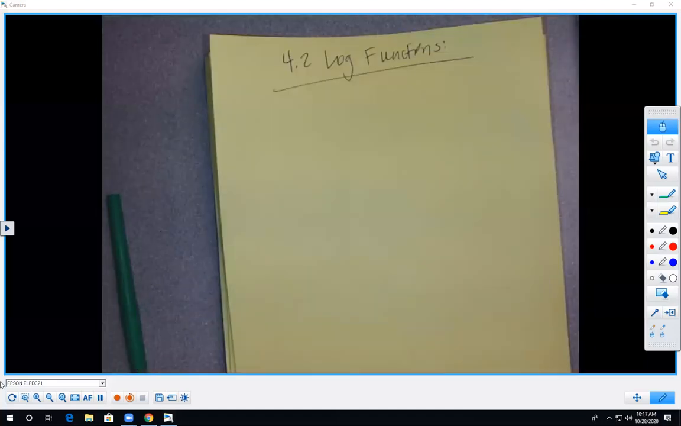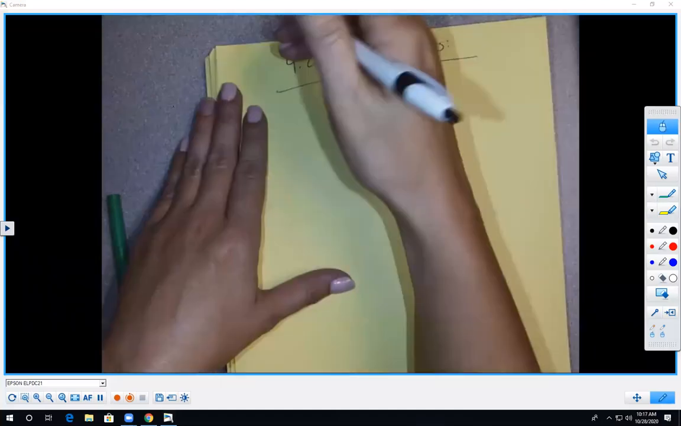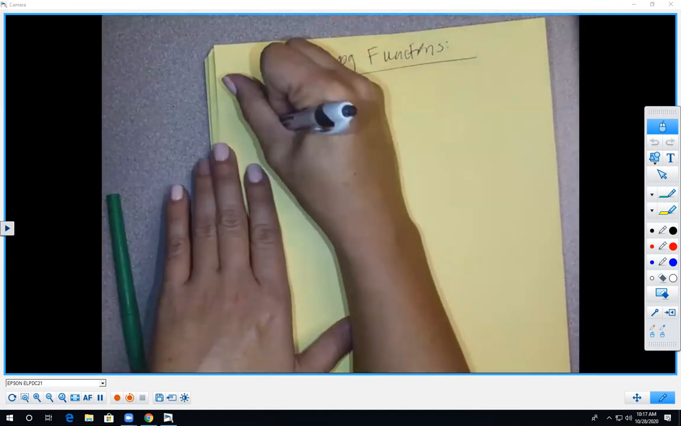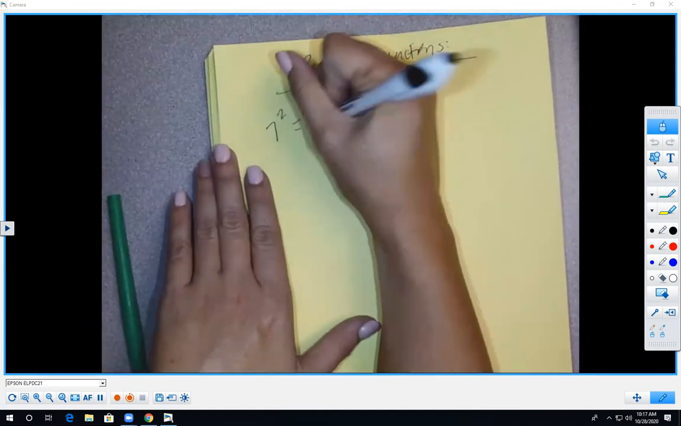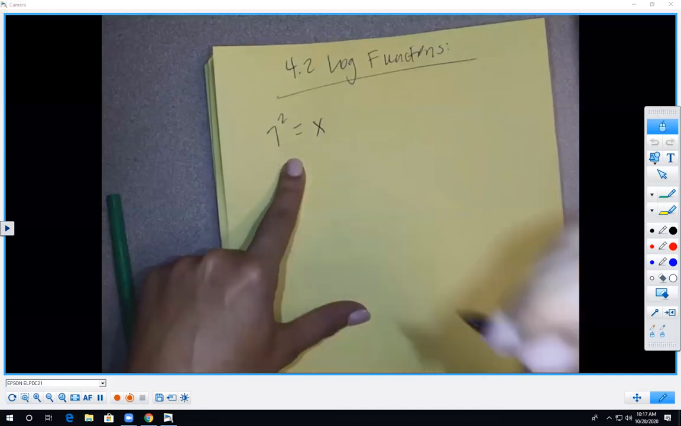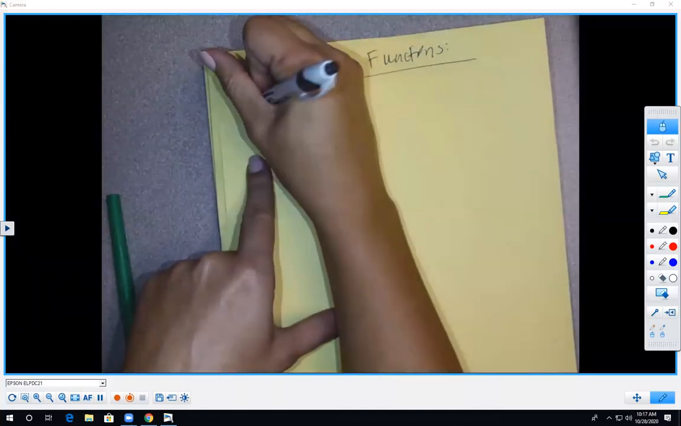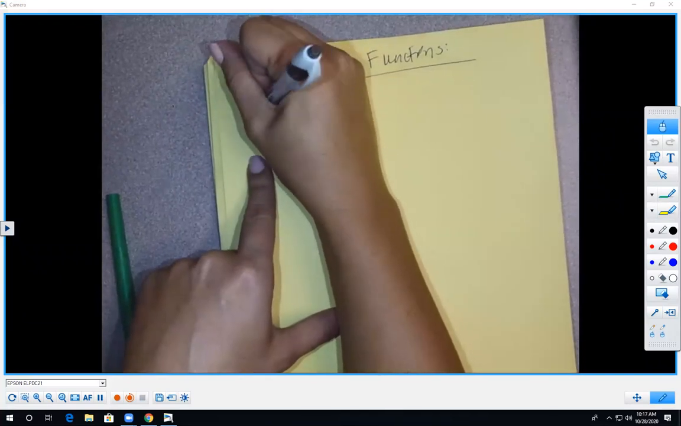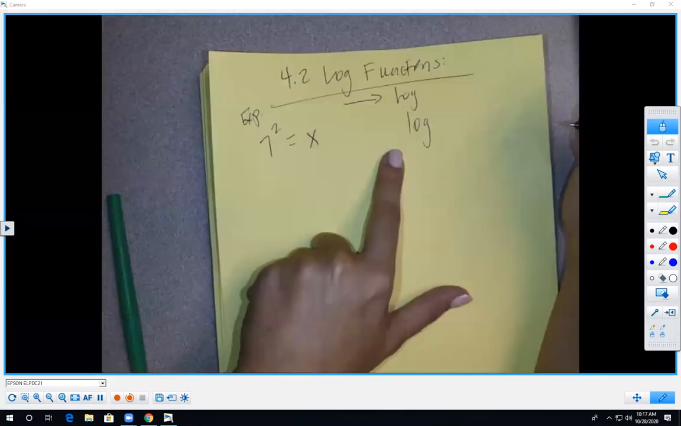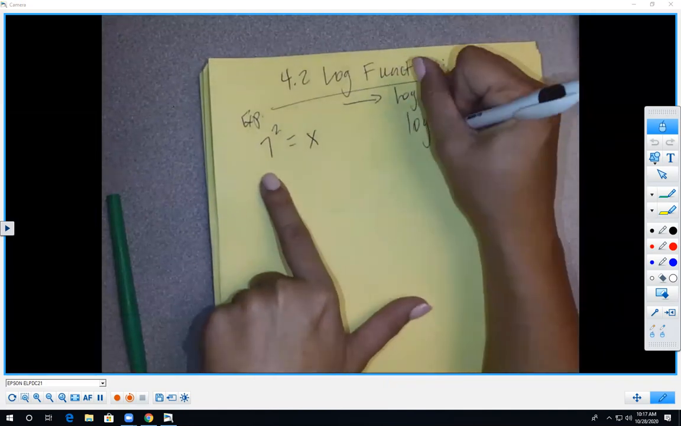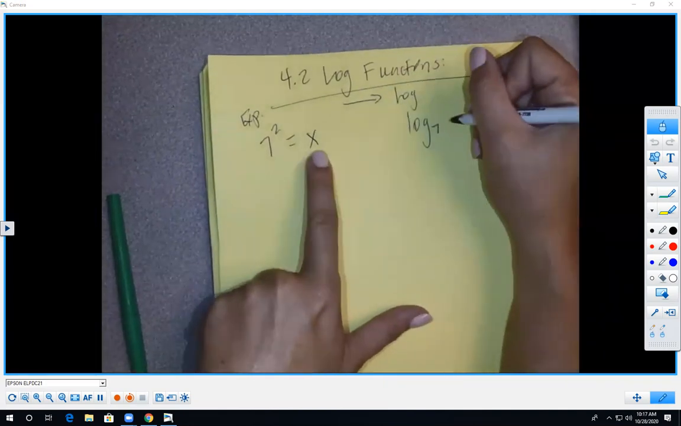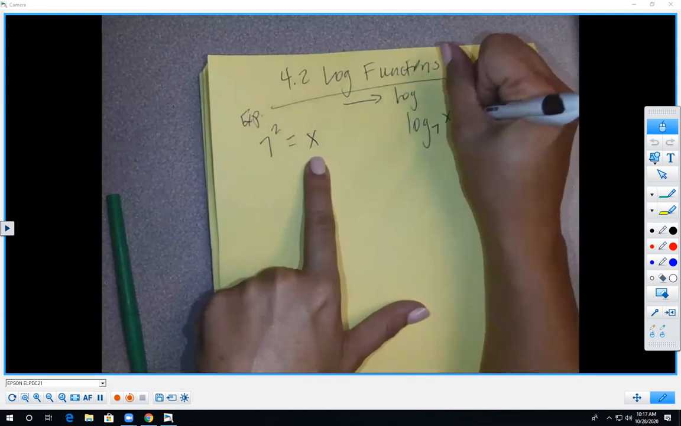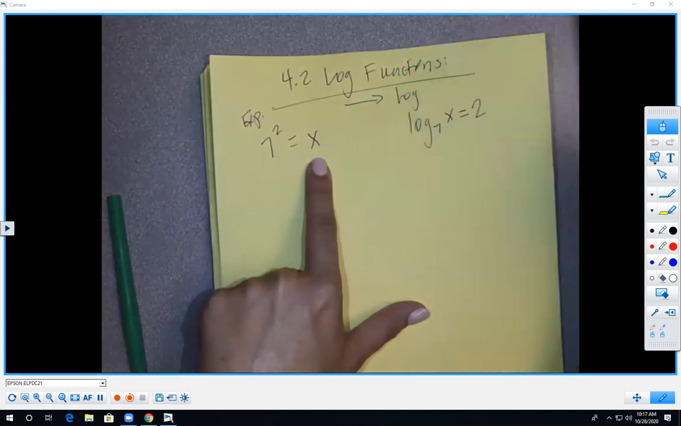So the first thing we went over last time was switching back and forth between exponential functions and logarithmic functions. You just took a quiz over that. One of the problems was 7 squared equals x. What form is that currently in? That's currently an exponential function, right? If I want to switch it over to log function, it's log, what's the base? The base is 7. So log base 7 of x equals the exponent, which is 2.